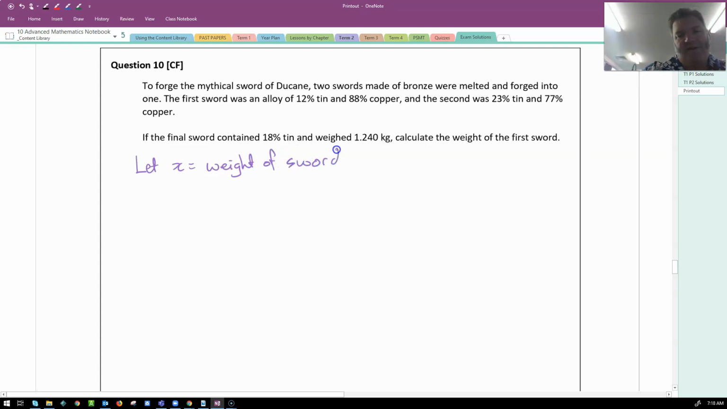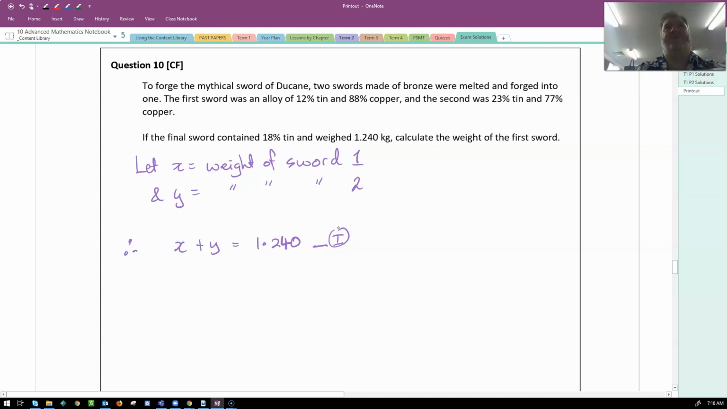What do you reckon y is going to equal? I think you've got it. Weight of sword 2. I can write a couple of equations now. The first one I can write is that the 2 swords together weighed 1.240 kilograms. So x plus y equals 1.240 kilograms. I don't really need the units there. We just need to be aware of them for our final answer. I'm going to call this my first equation. I've got 2 unknowns, so chances are I'm going to need 2 equations to be able to solve these.